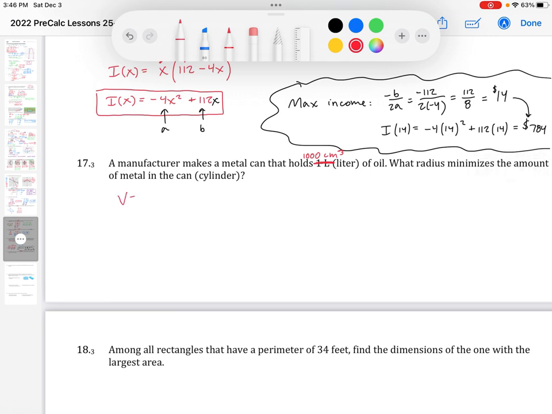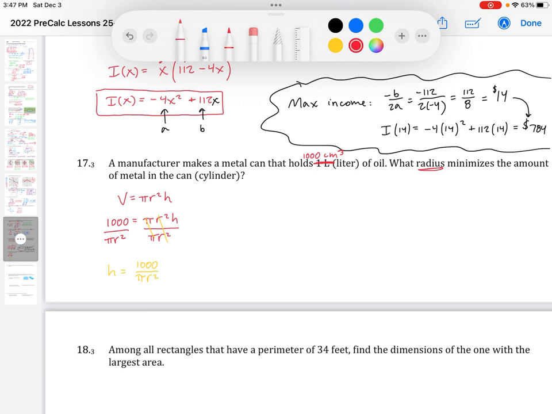So we're going to start with the fact that the volume of a cylinder is pi r squared times the height. So we have 1,000 cubic centimeters for our volume. And then since we only want radius as our variable, we're going to solve this for h. So I'm going to divide by pi r squared. And then these will cancel. So our height is 1,000 divided by pi r squared.